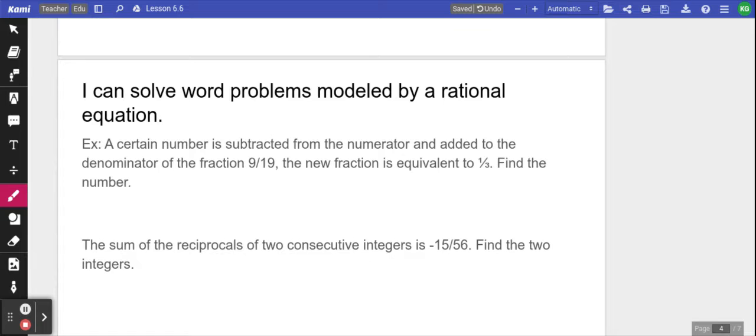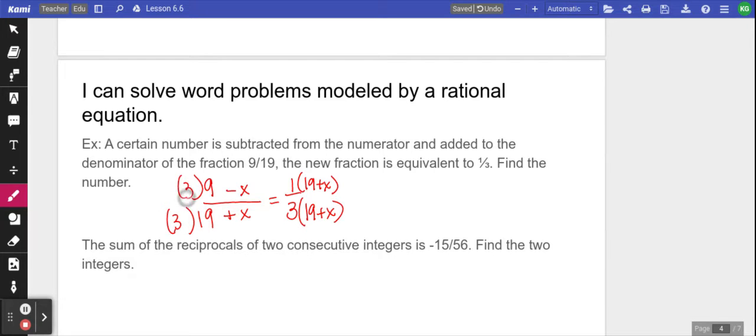A certain number is subtracted from the numerator and added to the denominator. So I don't know what that number is, but I know that it's subtracted from the top and added to the bottom of the fraction 9 over 19. The new fraction is equivalent or equal to 1/3. So here what I want to do is make common denominators. So I'm going to multiply this one by the binomial 19 plus x and multiply this one by 3.